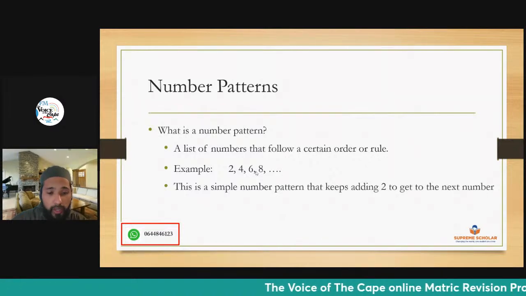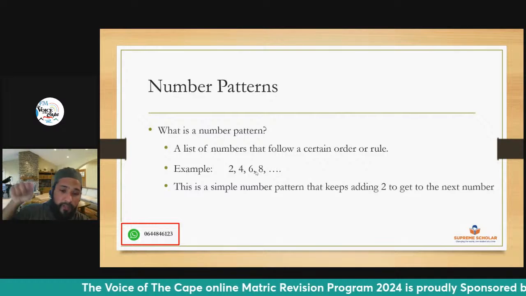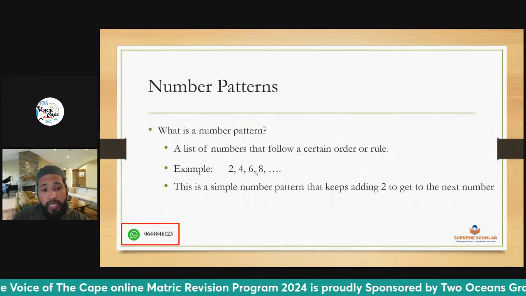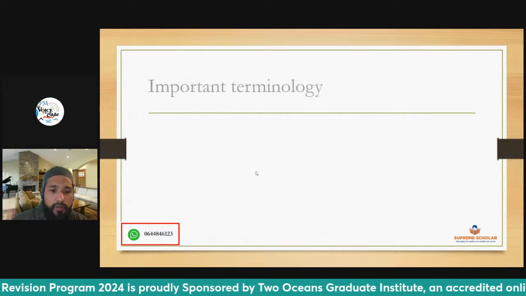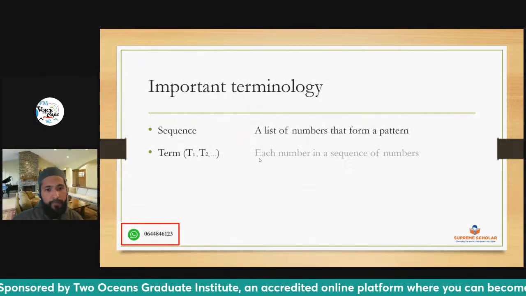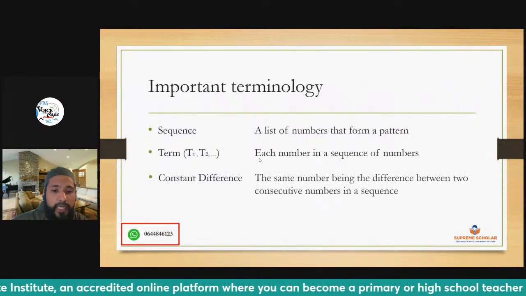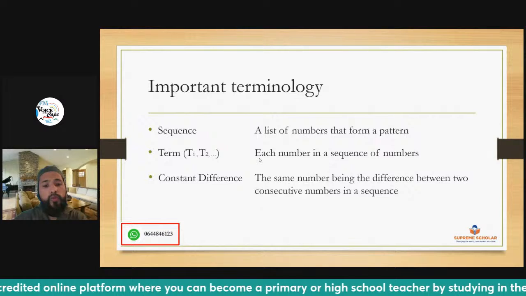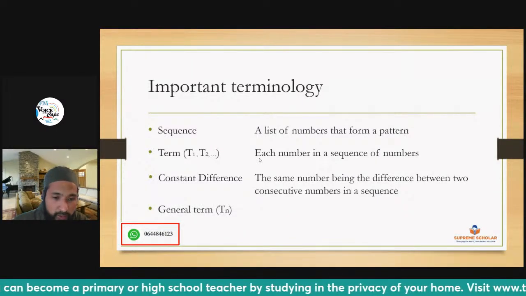So when we say constant difference, we simply mean if you take the second term and you subtract the first term, you're going to get a number. And if you take the third term and you subtract the second term, you're going to get the exact same number. That's all we mean. Constant difference, the same difference, between 2 consecutive numbers in a sequence.